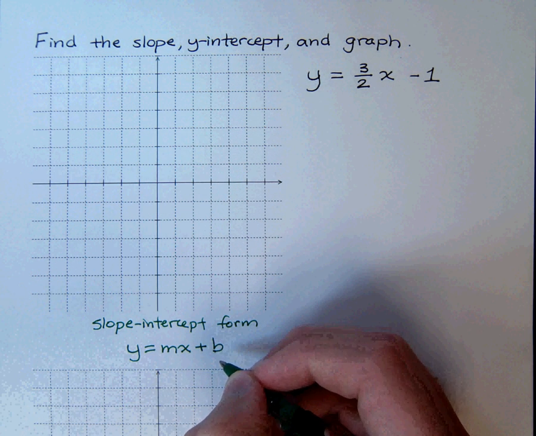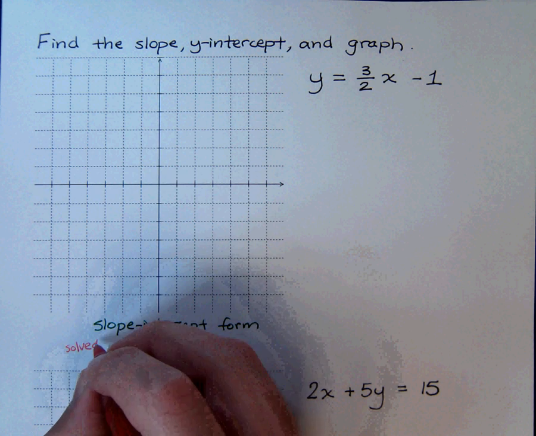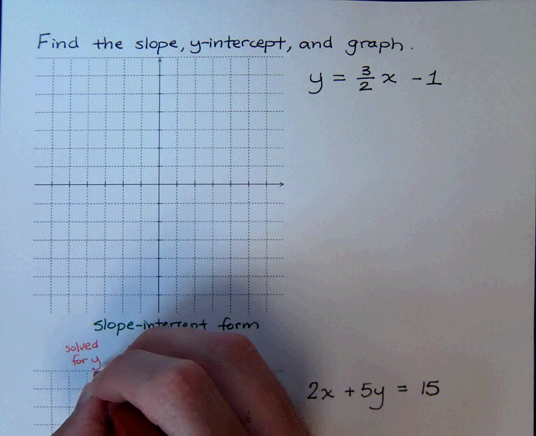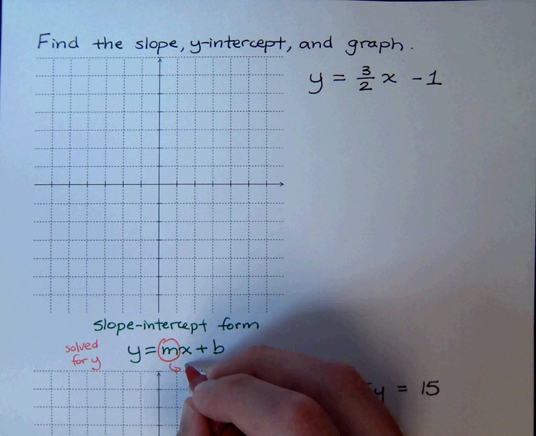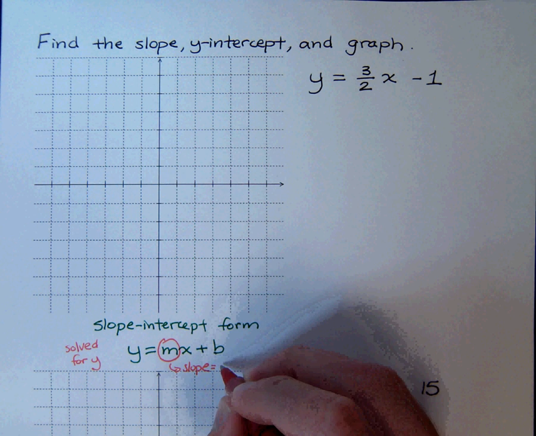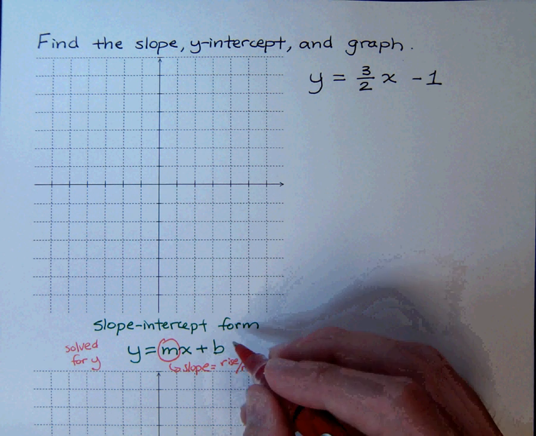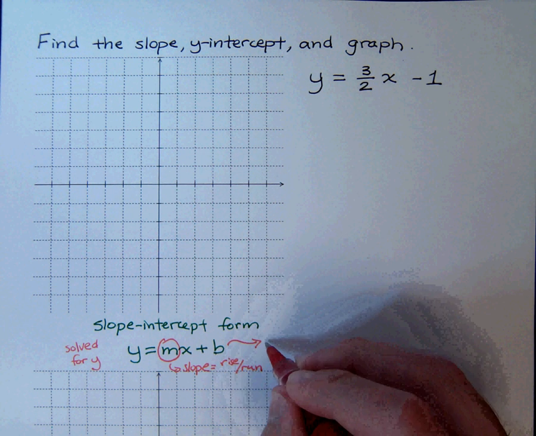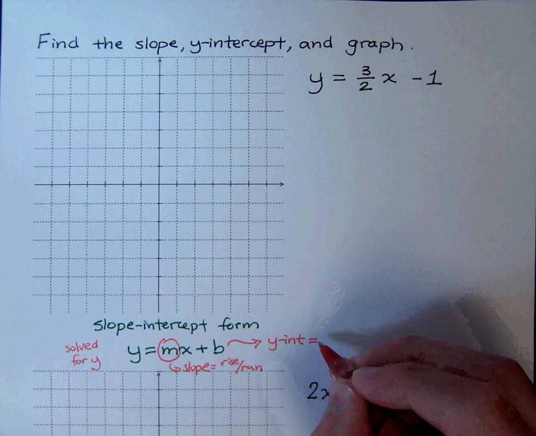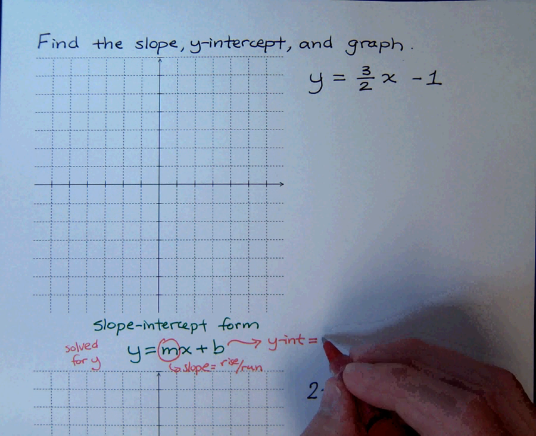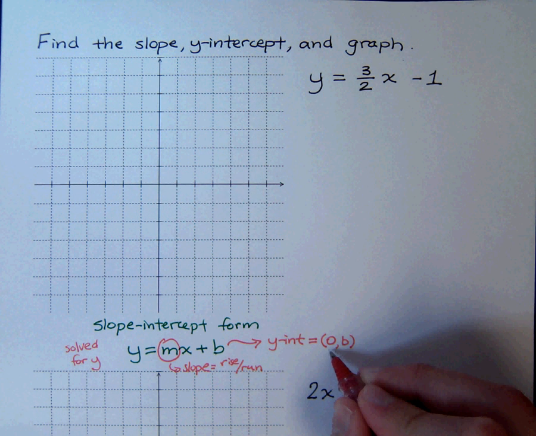The things that we need to be aware of here is noticing that this guy is solved for y. When it's solved for y, this is going to be your slope. And remember, we talk about slope as being rise over run. And then the b is what gives us our y-intercept. The y-intercept is not just a number. As we saw in the other video, it is a point, and it is of the form (0, b), because every y-intercept has an x-coordinate of 0.